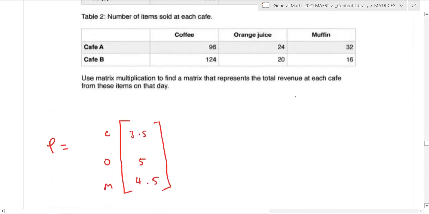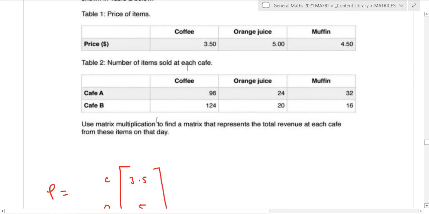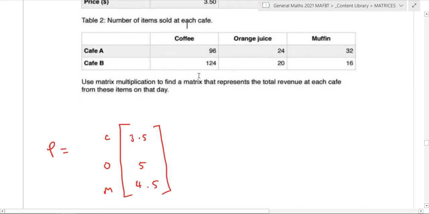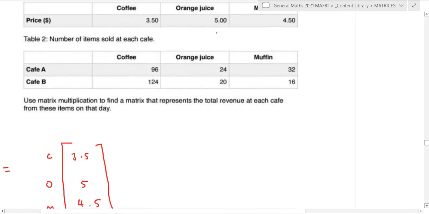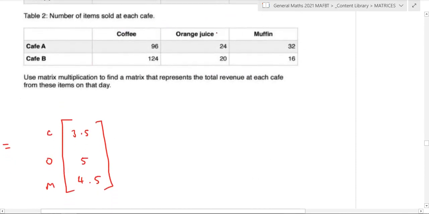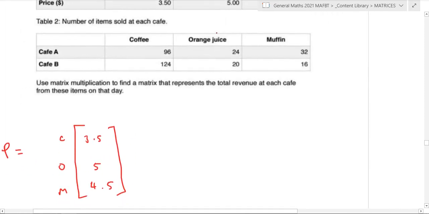All right, now that's one matrix, and then the second matrix is this bottom one here. Okay, this bottom matrix down here. This matrix we can leave as it is. I'm going to call this matrix C for just the cafes. We'll just leave it as a normal 2 by 3.